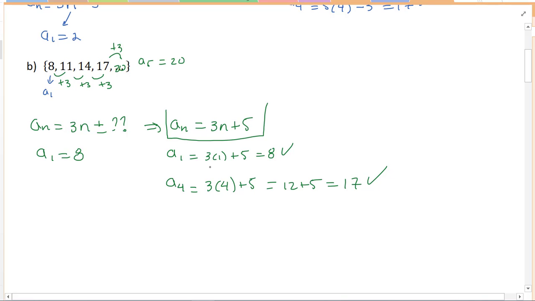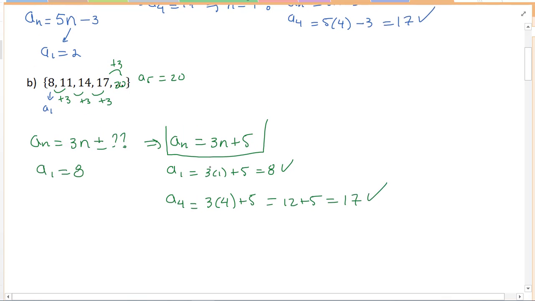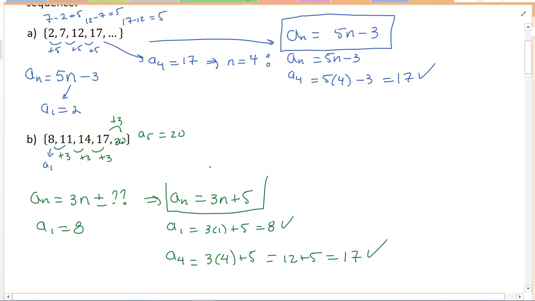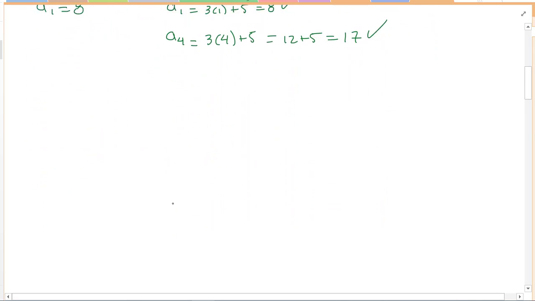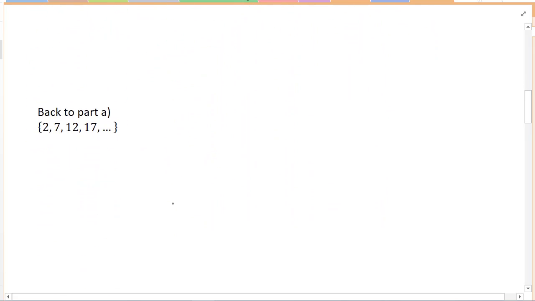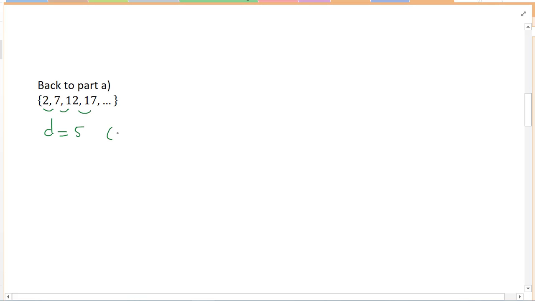These two are examples of arithmetic sequences. You might be thinking, why are you putting the common difference? That's the 5n, and the common difference here is 3, so why are you doing 3n? Let's explore that a little bit more. Back to part A. One of the things we noticed was that the common difference was 5. We call that d, the common difference.